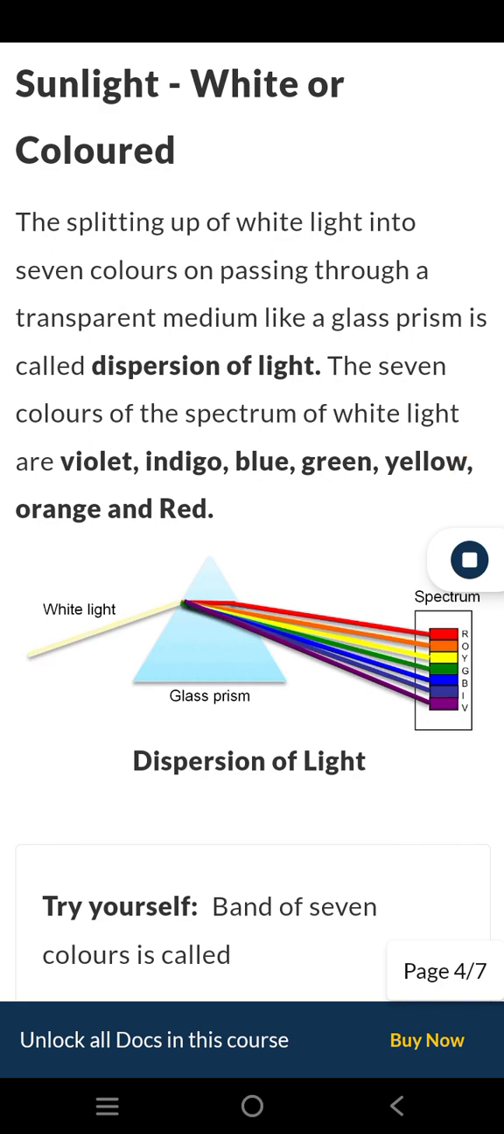The splitting up of white light into 7 colors on passing through a transparent medium like a glass prism is called dispersion of light. The 7 colors of the spectrum of white light are violet, indigo, blue, green, yellow, orange and red. Dispersion of light.